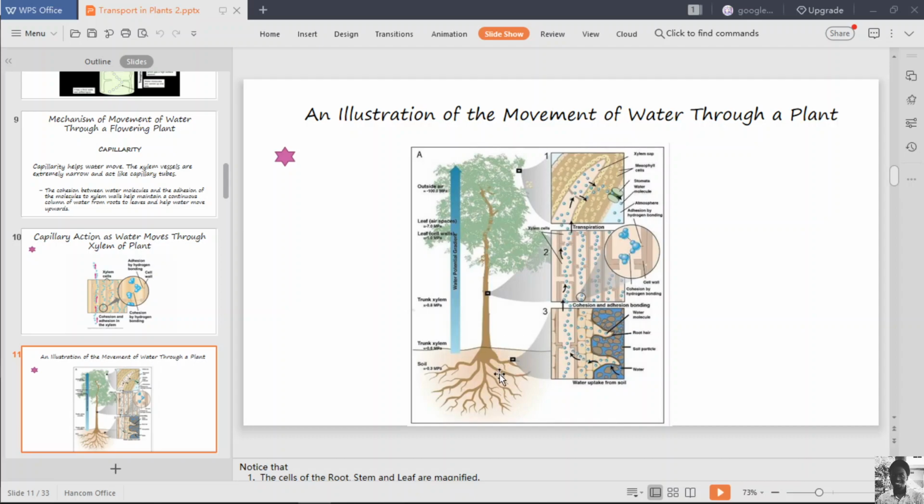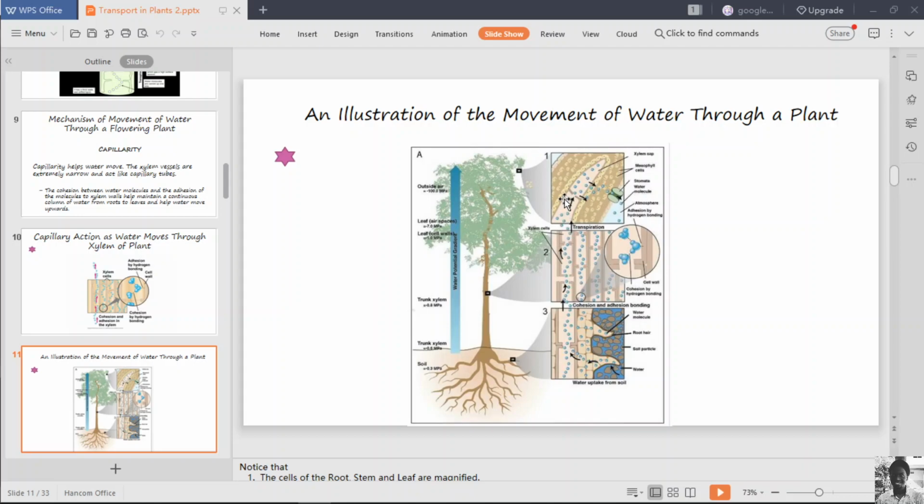We can see here that a section of the root is magnified, the stem is also magnified, and the leaves are magnified. So the cells of the root, stem, and leaves are shown here. Water moves into the root hairs by osmosis, then crosses the root cortex and into the xylem of the root. The force that pushes the water into the xylem of the root from the cortex and the root hair cells is called root pressure. Root pressure also pushes the water column into the base of the xylem of the stem, and this water moves up the stem by capillary forces, adhesion and cohesion.